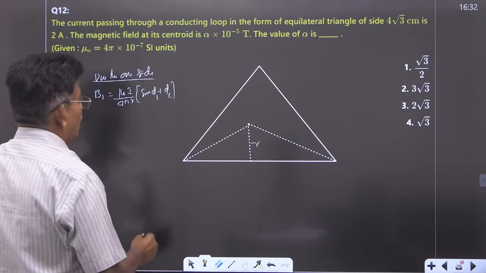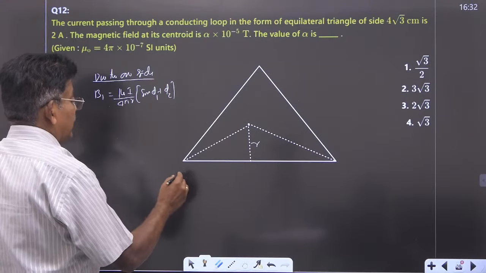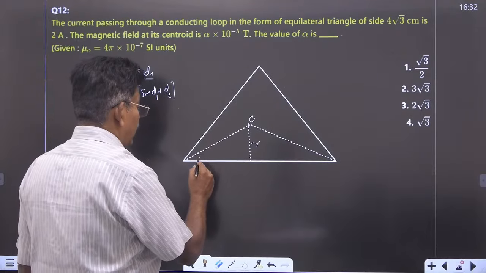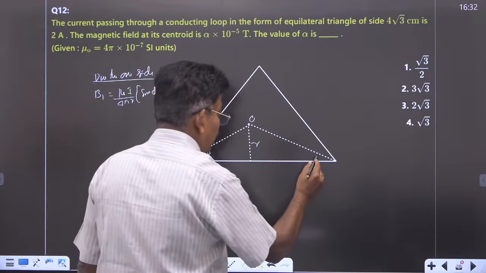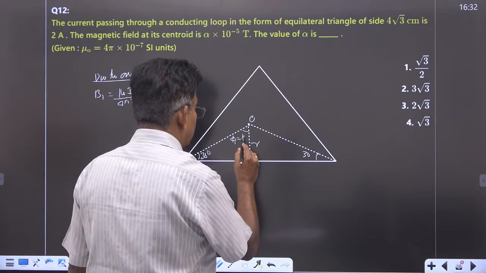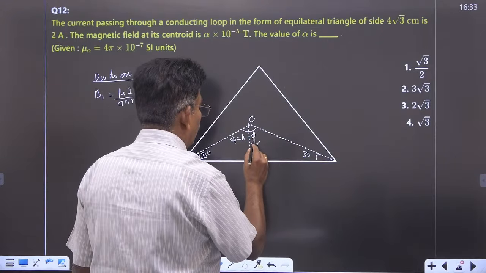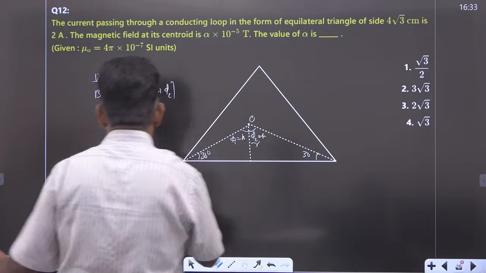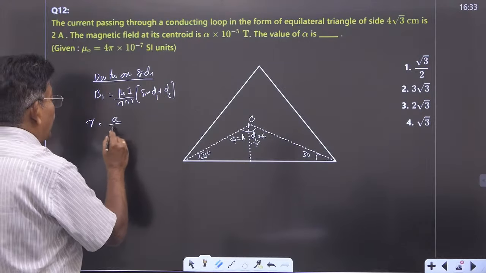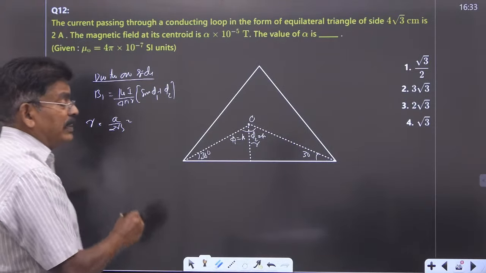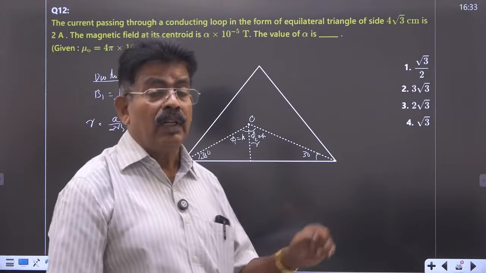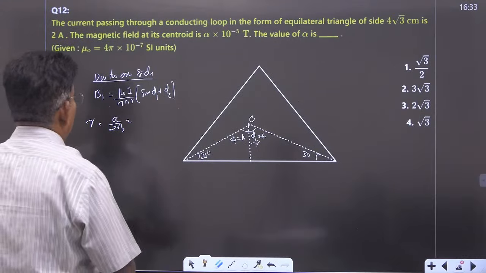You know, R is the distance from vertex to the center. This will be an equilateral triangle, so this will be 30 degree, this will be 30 degree. Your phi 1 will be 60 degree, your phi 2 will be 60 degree. And distance from centroid to the base will be A by 2 root 3. That's a basic result. Distance from vertex to centroid is A by root 3. Center to the base side is equal to A by 2 root 3.